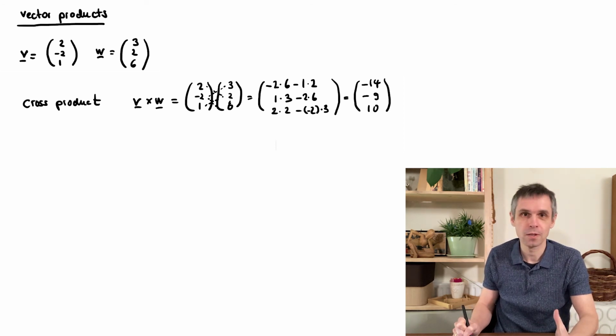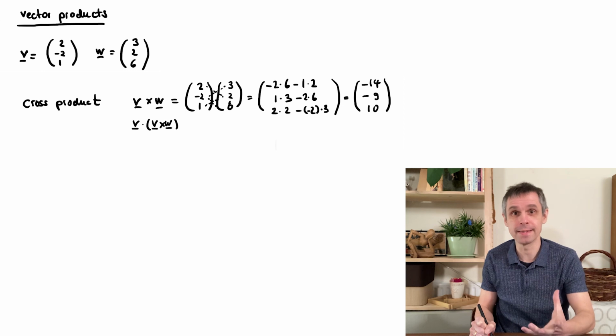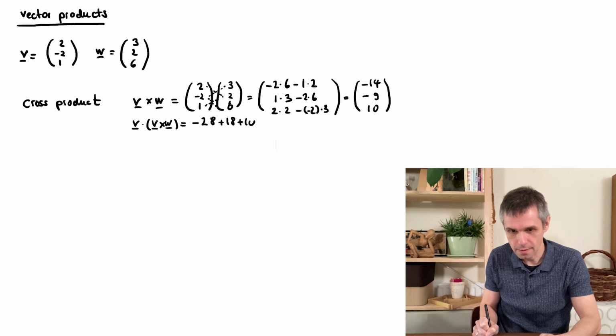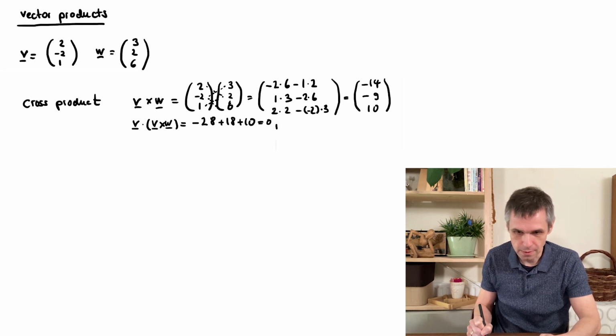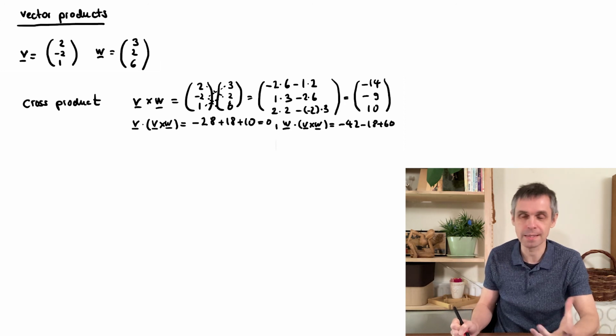And the geometric interpretation of this is that this is a vector which is orthogonal both to v and w, which we can of course check using the dot product. Well, there is a very general rule that tells us that this vanishes, but we can of course work it out just concretely. So there we obtain -28 plus 18 plus 10, which is indeed 0. And we can do the same for w. So that would be -42 minus 18 plus 60, and this vanishes as well.